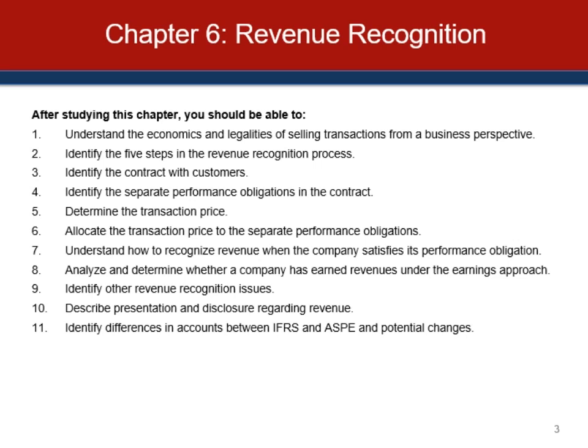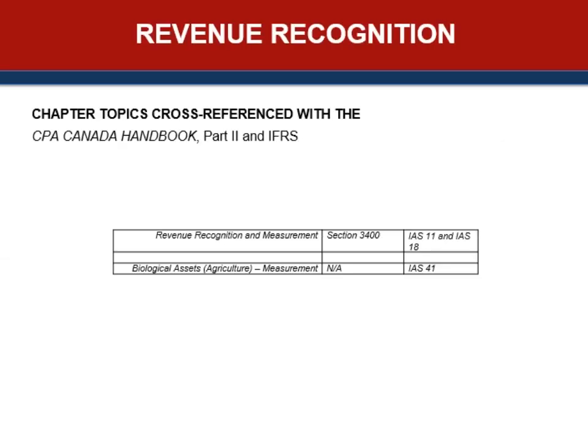and that should be enough. The relevant standards are listed here, kind of small. The revenue recognition and measurement standard within ASPE is section 3400. For international accounting standards, number 11 and number 18. There are some special revenue considerations for biological assets, basically your herds of cattle and that sort of thing. And of course that doesn't apply to ASPE, but IAS 41 deals with those issues in international accounting standards.